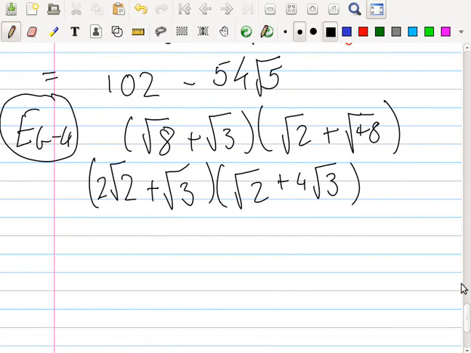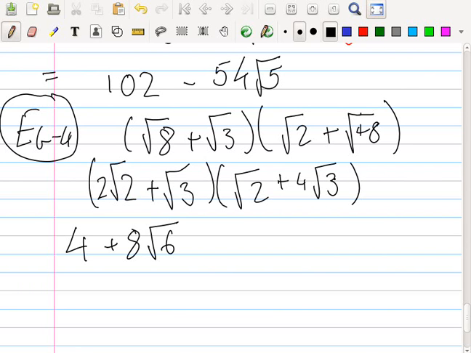Okay, now we multiply out. So what would be 2 root 2 by root 2? It'd be 4, very good. 2 root 2 by 4 root 3. Well, 2 by 4 is 8. But root 2 by root 3 is root 6. It doesn't simplify because they're different numbers.